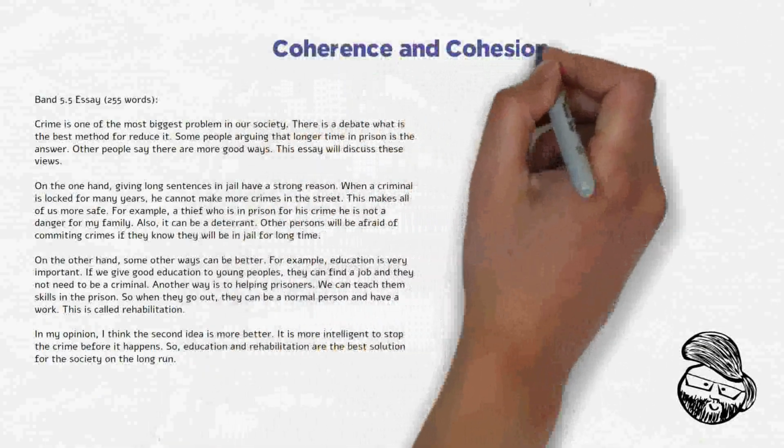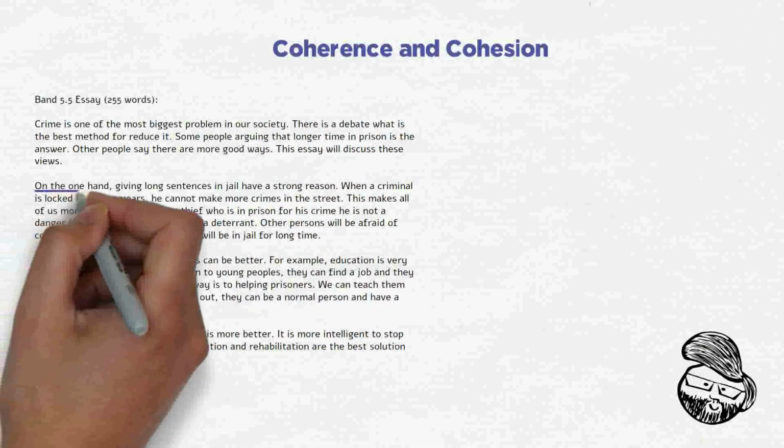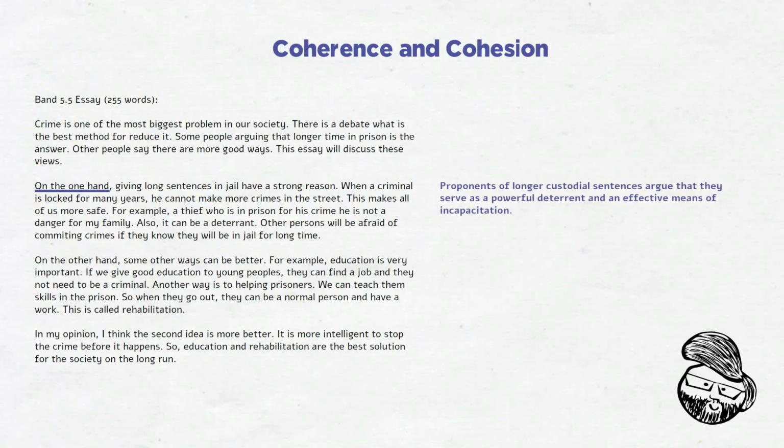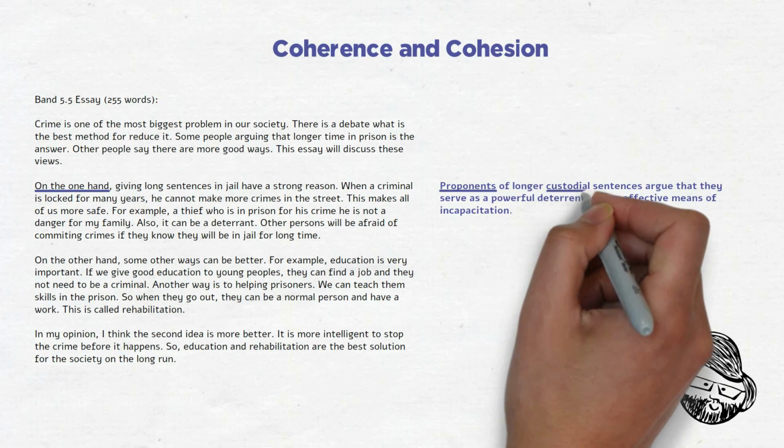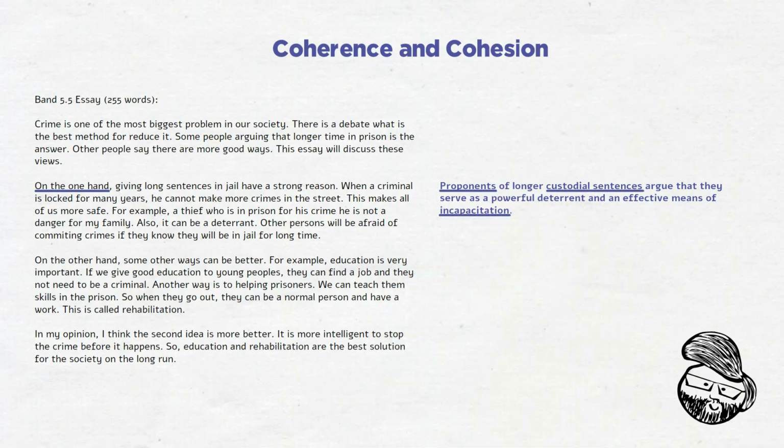For coherence and cohesion, we need to move beyond simple linking words and use more sophisticated methods to introduce our points. This topic sentence is expert level. The word proponents immediately signals that you're presenting one side of the argument. Using advanced vocabulary like custodial sentences and incapacitation sets a formal academic tone. This sentence doesn't just introduce the point, it frames the entire perspective with precision.